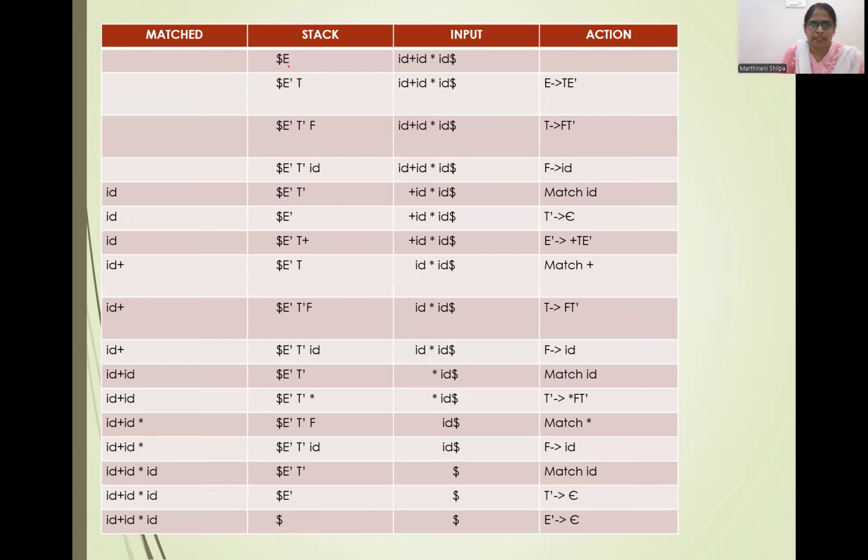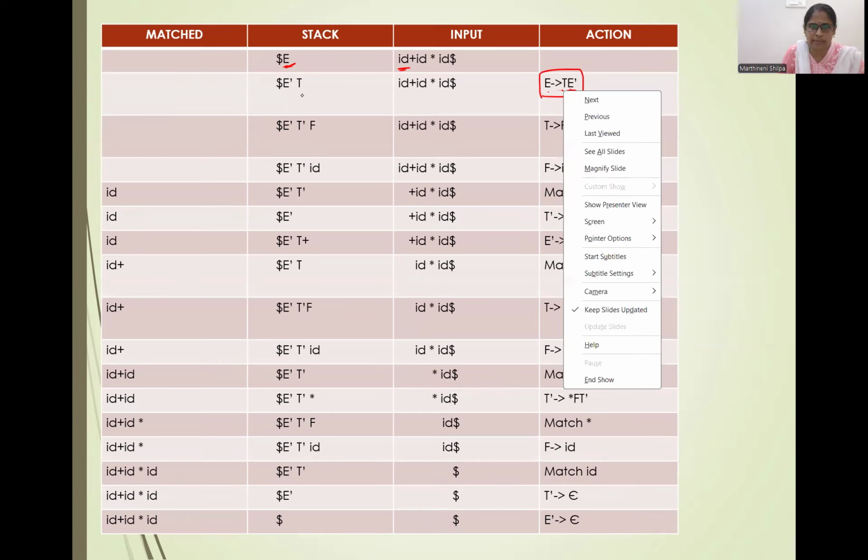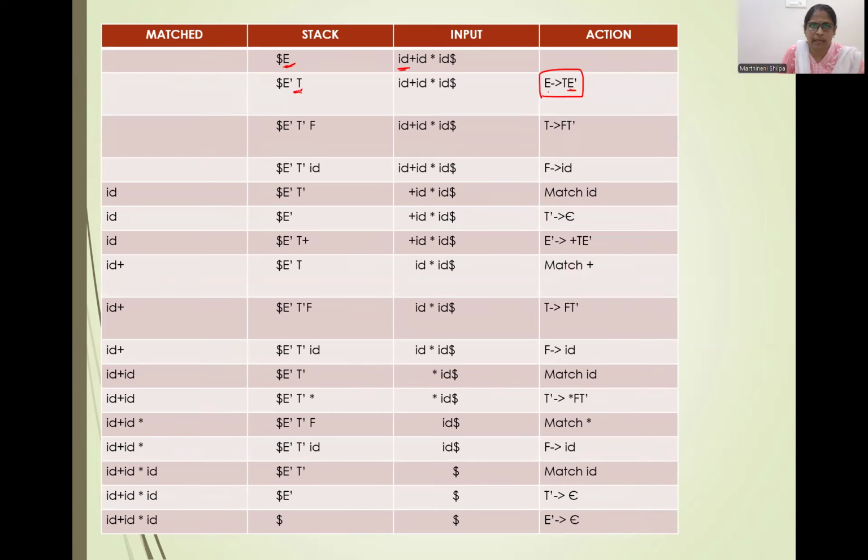Now say initially E and ID will be compared. In the parse table in E row and in ID column, there is a production E deriving TE', and that will be stored into the stack in the reverse order. E' will be pushed first, then T will be pushed. So the top of stack element is now T, and T and ID will be compared.